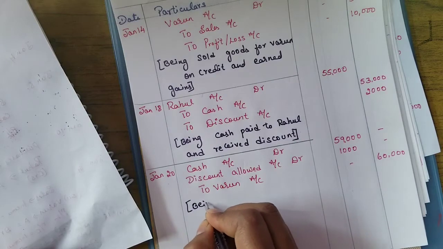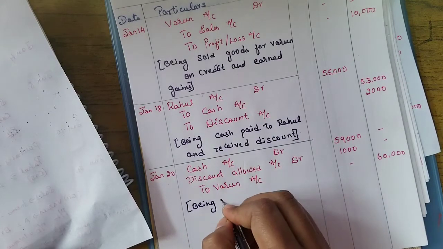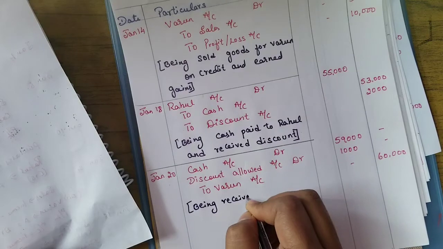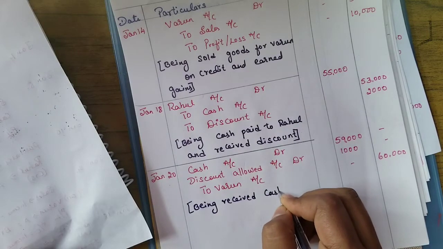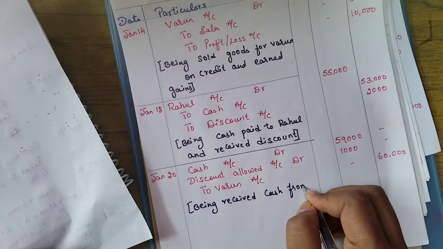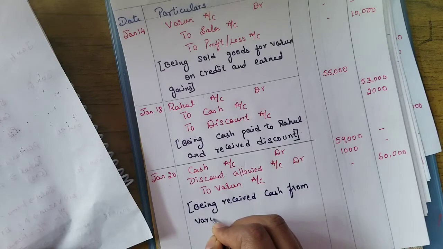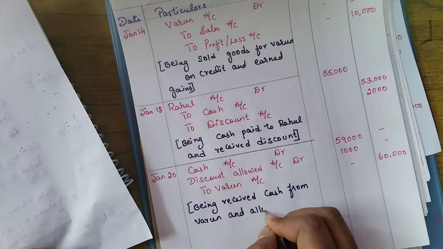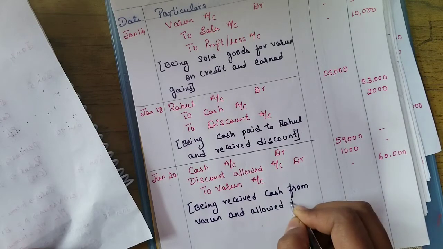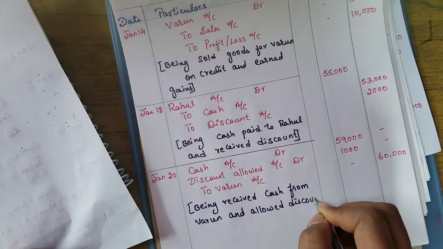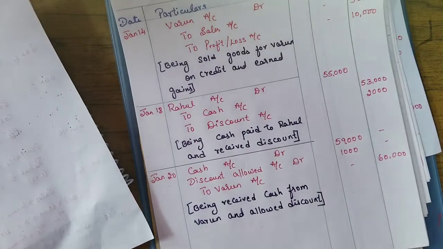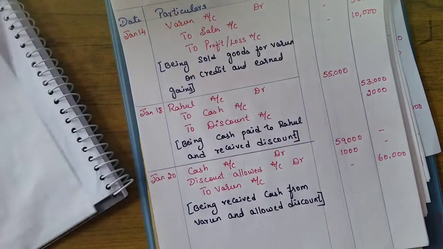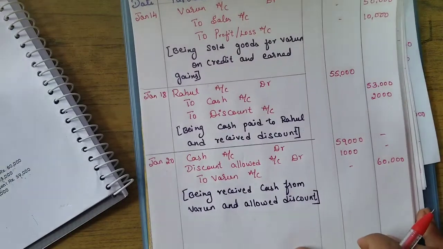Narration being received cash from Varun and allowed discount. This is the narration. Okay. Shall we move on to the next transaction? Date number 20.